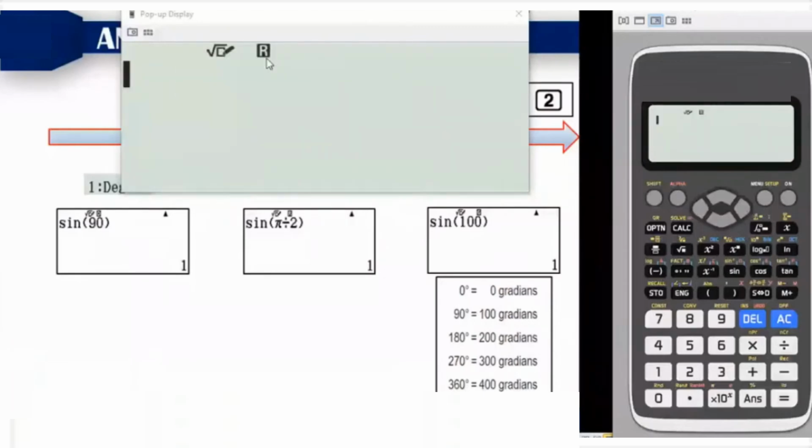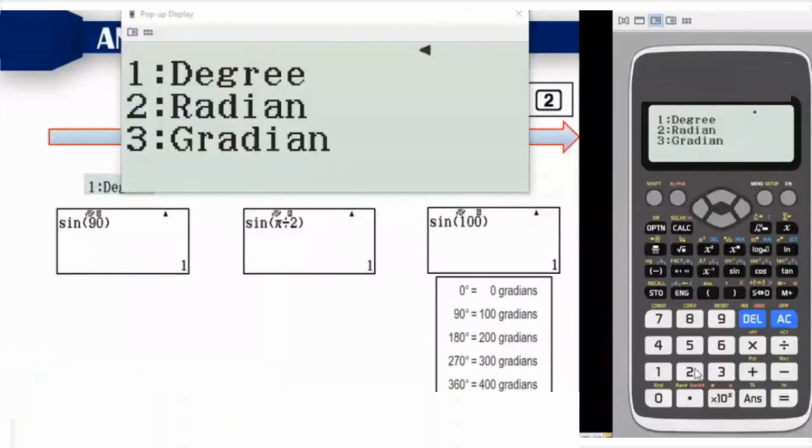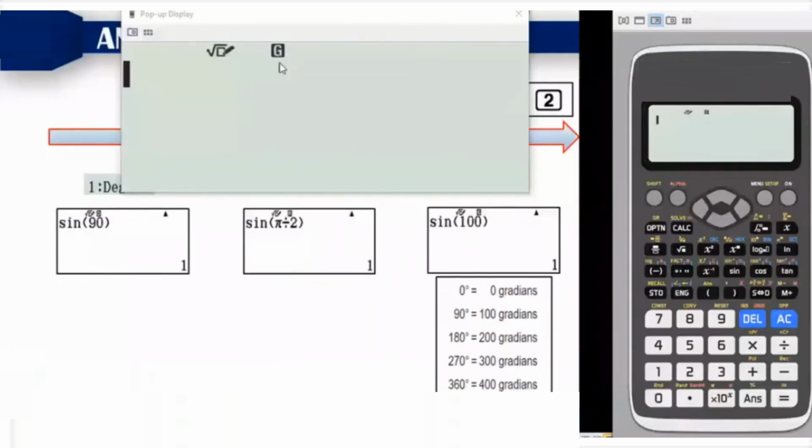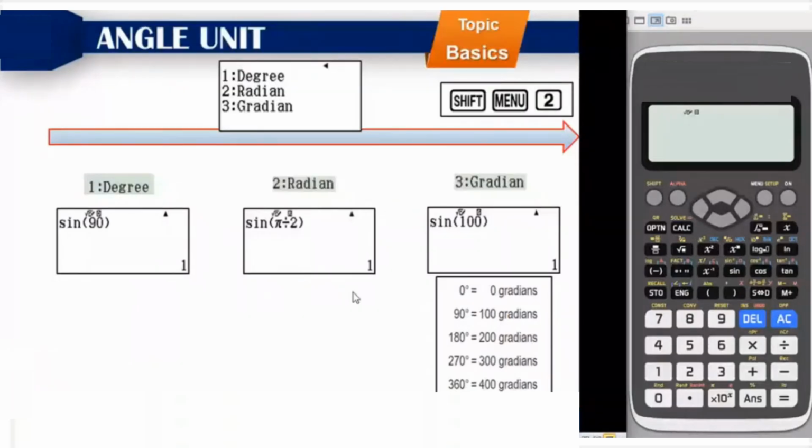Similarly, if I want to go on to gradient mode, I'll press shift and menu, I will press 2 for angle unit, and I will press 3. Now please note it's G written here. But when my calculator is on factory default settings and I have initialized everything, the calculator itself will automatically be in degree mode. All right, so this was the second setup of the calculator, that is angle unit. So whatever angle you want to perform tasks in, degree, radian or gradient, you can do that.